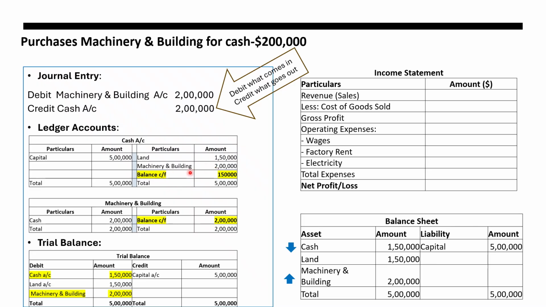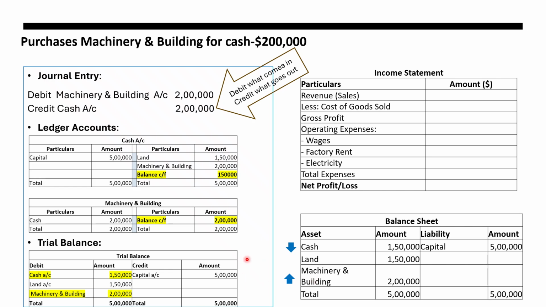Now if you see the balance in the account, we have 5 lakhs minus 1,50,000 minus 2 lakhs, which is 1,50,000. So the net balance is still a debit balance because the debit side is greater than the credit side. So the debit balance in the cash account is 1,50,000. Now the machinery and building account is new. So we have debited machinery and building for 2 lakhs by paying cash, and we don't have any other entry on the credit side. So machinery and building also has a debit balance of 2 lakhs.